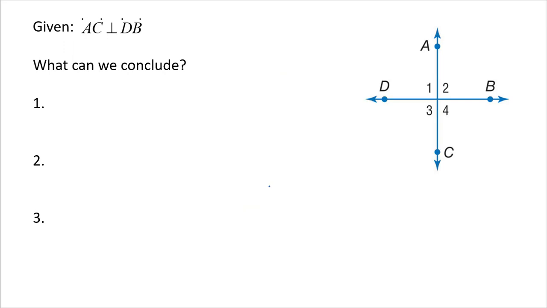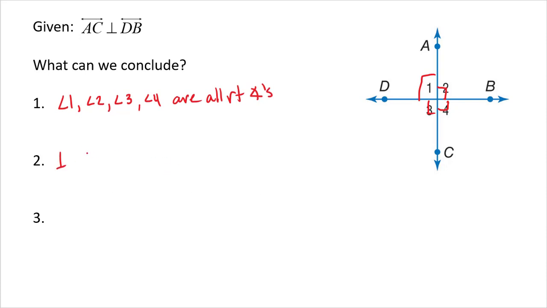Okay, so AC is perpendicular to DB. What can I conclude? I can conclude this is a right angle. Well, I know 1 and 2 add up to 180 degrees, so I know this is a right angle. And that's a right angle. So we can conclude a lot of things. Angle 1, angle 2, angle 3, angle 4 are all right angles.